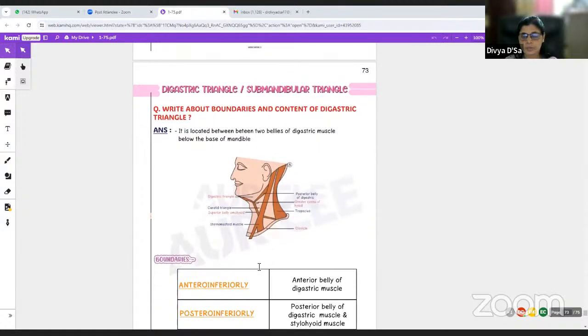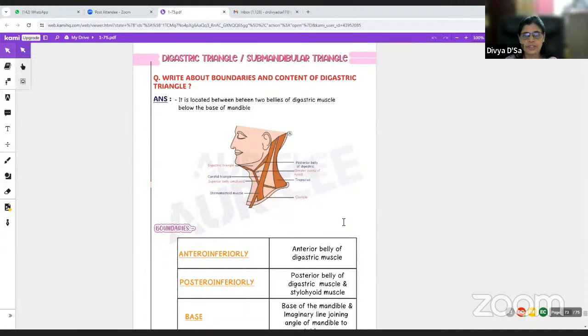Next is coming to the boundaries and contents of the digastric triangle. So here, this digastric triangle, where is it located? Okay, the digastric triangle forms a part of which one? The anterior triangle of the neck. It is situated between the two bellies of the digastric muscle.